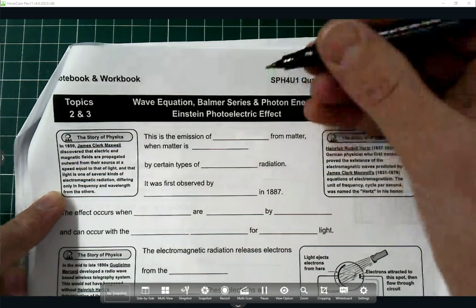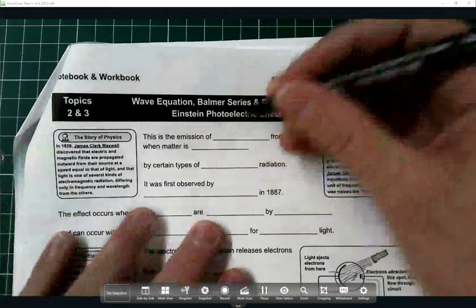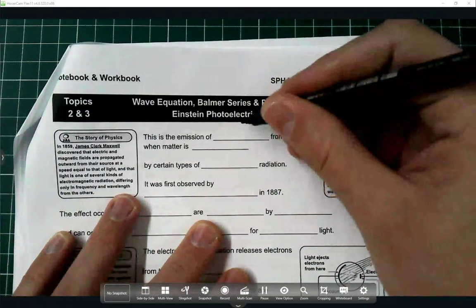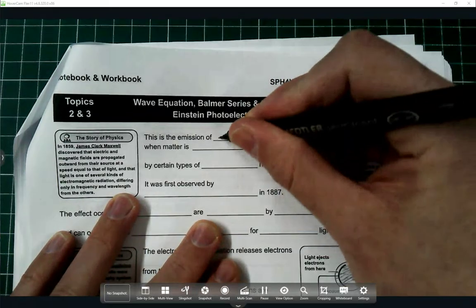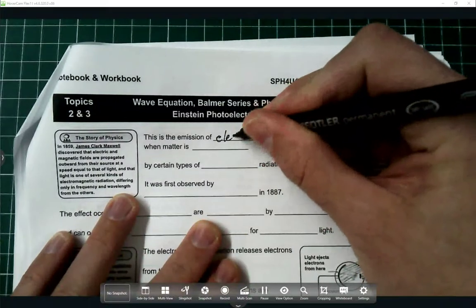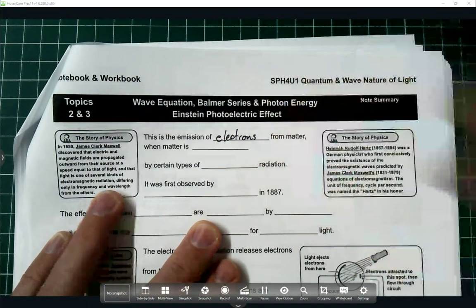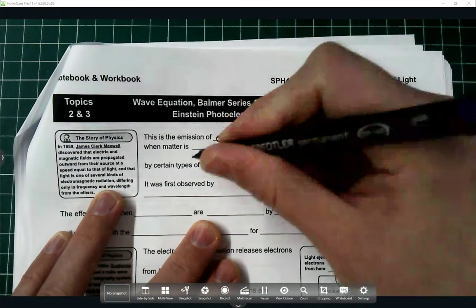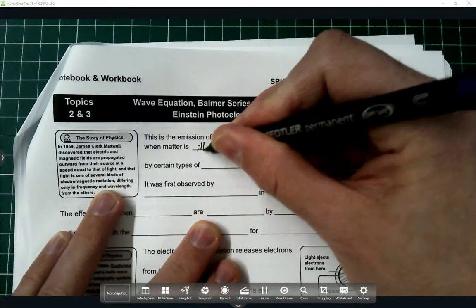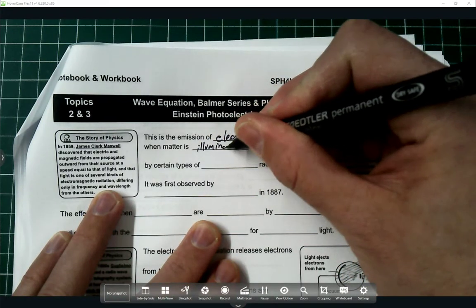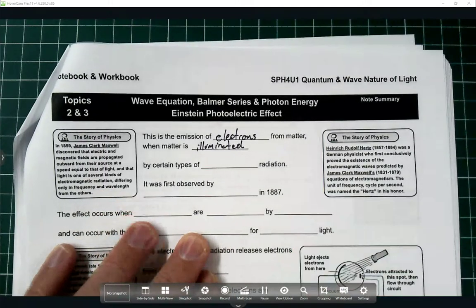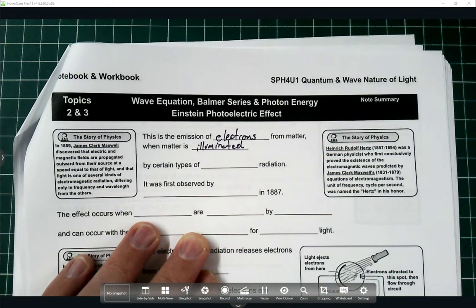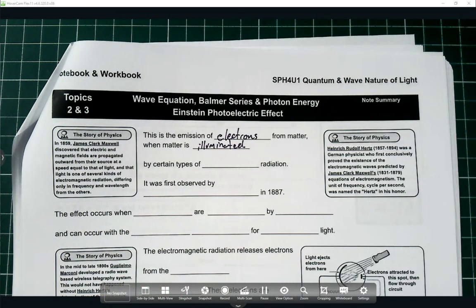So this is the emission of electrons. When we talk about the photoelectric effect, we're talking about the emission of electrons from matter when the matter is illuminated. You can even see embedded in that compound word that photons are causing an electric effect. So you shine light on stuff and stuff happens.